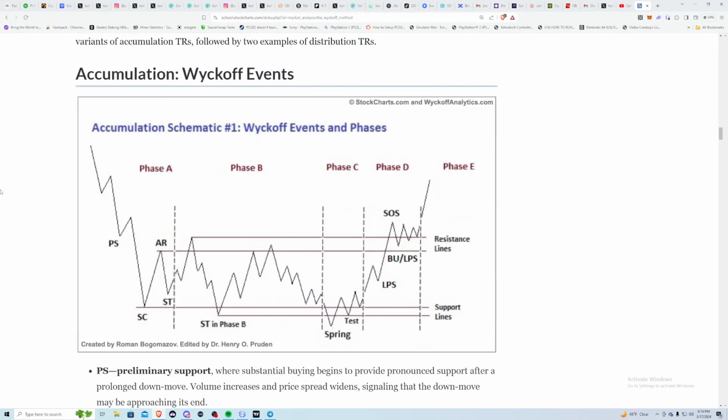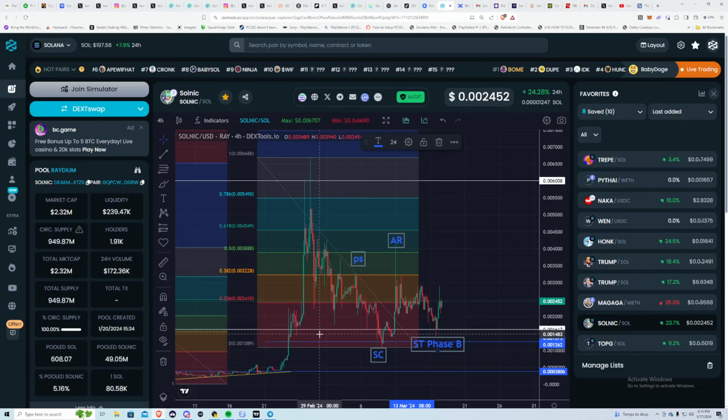And here is the textbook Wyckoff accumulation. You have your preliminary support, your selling climax, your automatic rally, your secondary test in phase B. Sometimes it's lower than your selling climax, not always. Sometimes you have a spring, sometimes you don't, followed by your sign of strength. Okay? This is what I see, guys. Your preliminary support, your selling climax, your automatic reaction, your secondary test in phase B. I think we're primed for a sign of strength right now, you guys.